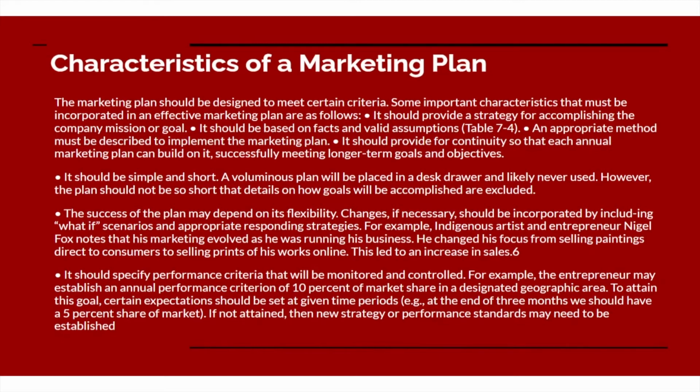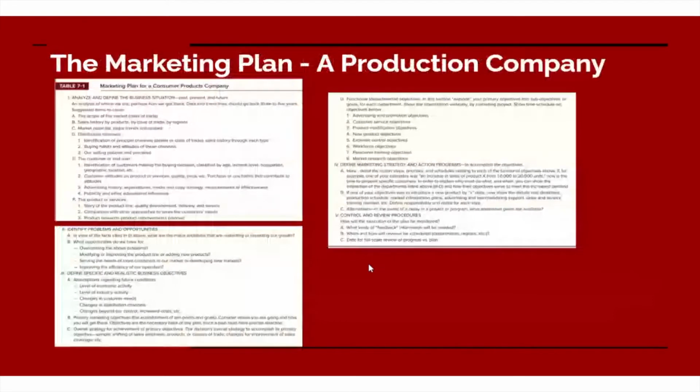Basic characteristics of a good marketing plan should be designed to meet certain criteria. Some important characteristics must be incorporated. And we think about, well, what should it do? Well, it should provide a strategy for accomplishing the company's mission and goal. It should be based on facts and valid assumptions. An appropriate method must be described to implement the marketing plan. It should provide for continuity, such as an annual marketing plan, where every year we do a new marketing plan. And it needs to focus on the short term as well as the long term.